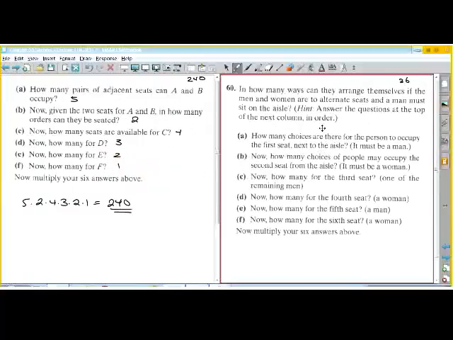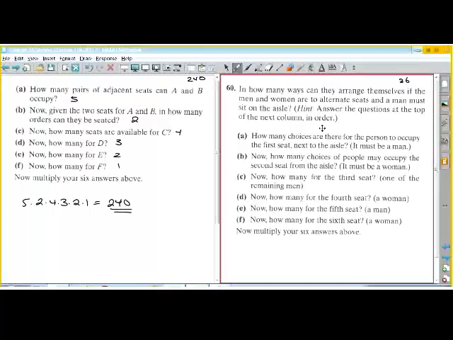Now, in how many ways can they arrange themselves if the men and women are to alternate seats and a man must sit on the aisle? So again, they ask these questions. How many choices are there for the person to occupy the first seat next to the aisle? And this actually does it more the way that I did it in the previous two problems instead of the way they did it. So they're looking at, here's a seat, how many choices do I have? They were looking at, here's one person, how many seats do they have to choose from? Again, they gave us the same answer. So you've got 3 men and 3 women, so the aisle seat has to be a man. So how many men do you have to choose from for that first seat?